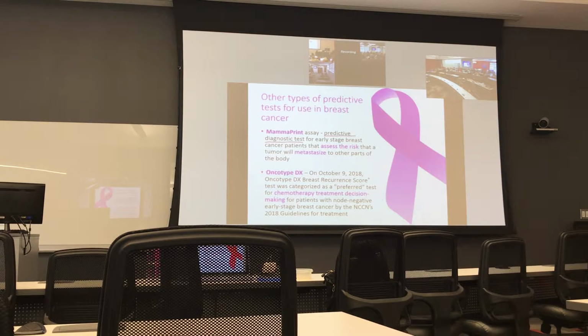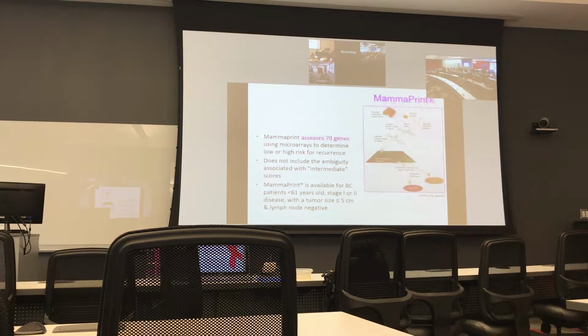So what is MammaPrint doing? Let's talk about MammaPrint first, and then we're going to talk about Oncotype DX. So MammaPrint is assessing 70 genes using microarrays to determine whether this tumor is at low or high risk for recurrence. So it's taking a specimen of the tissue that's removed, surgery or biopsy, and then the tumor RNA is isolated, and you're running a microarray. So you're basically trying to see what types of genes are being transcribed and what's being turned on in this tumor and how active is it really.